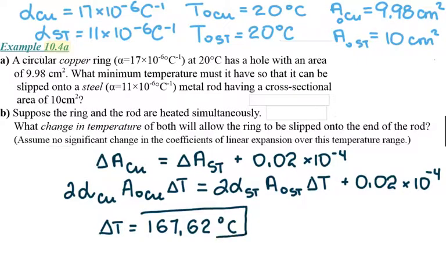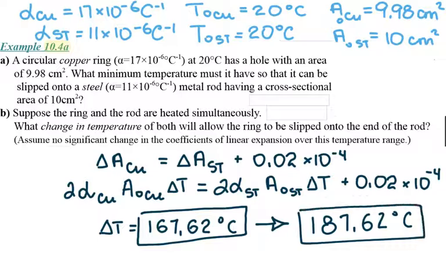So both of them have to be, so we started with 20 degrees, so both of them have to be at the temperature of 187.62 degrees Celsius. So their temperature must rise by 167.62 before the copper ring can be put on top of the steel rod.